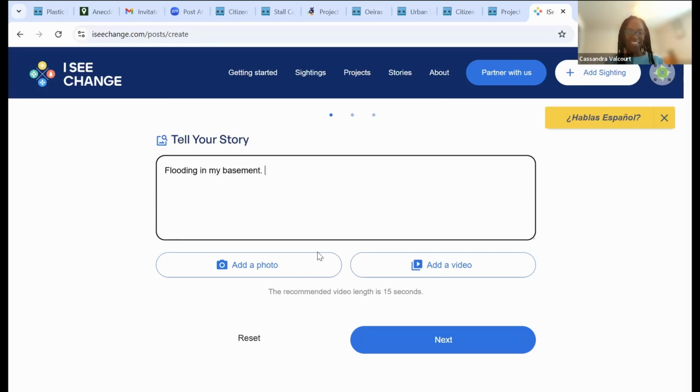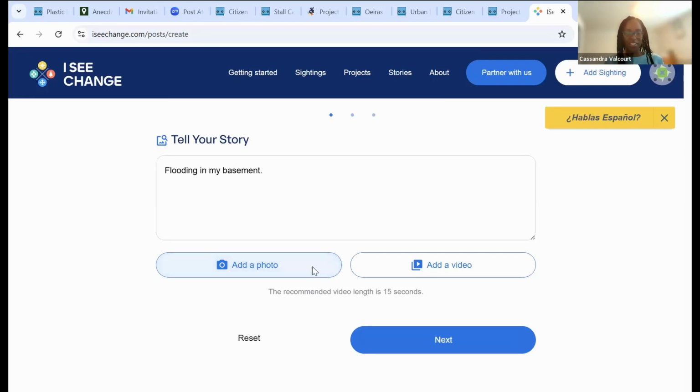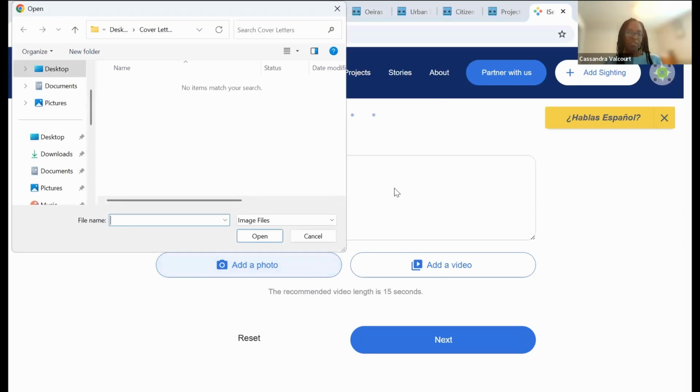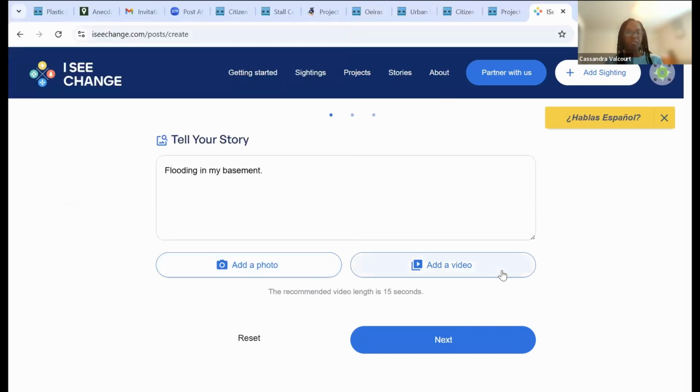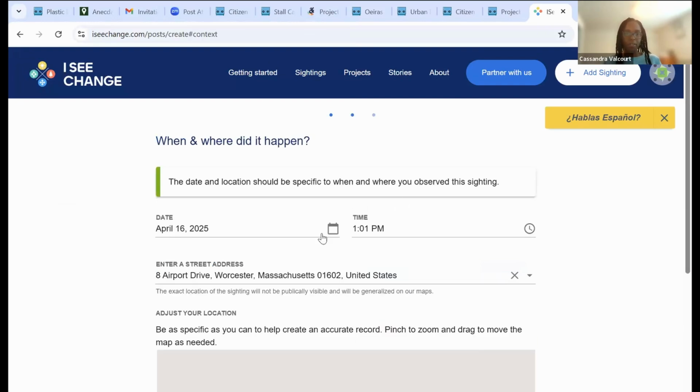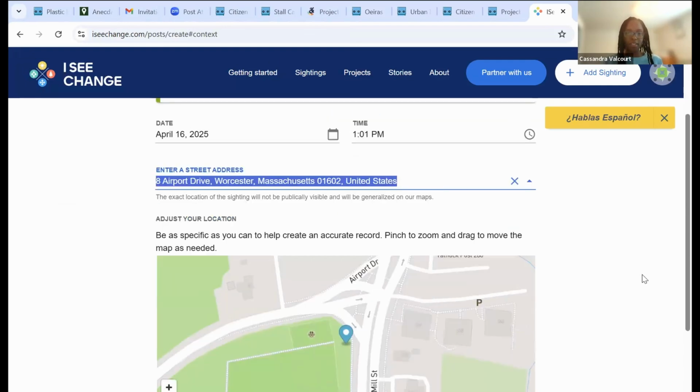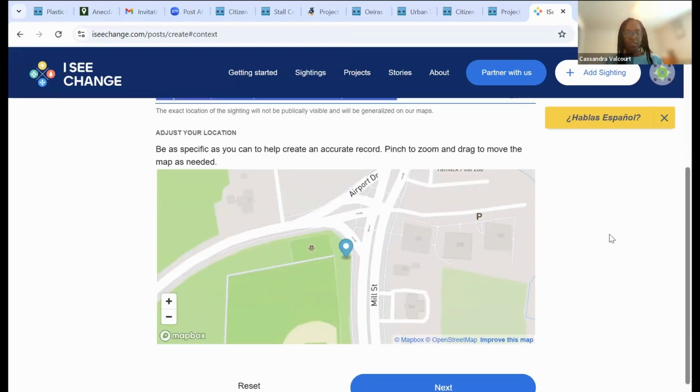But if I could do that, I could add a picture. If you're using your phone, you can directly take the picture and upload it. Or if you have a picture saved on your computer, you can do it that way. You can also take a video of what's happening, and then you just keep going forward. The date and time are automatically populated, and then you add your location. You don't necessarily need to put your exact address, but you want to be as specific as possible. So maybe you could put the street that it's on or just a general area.